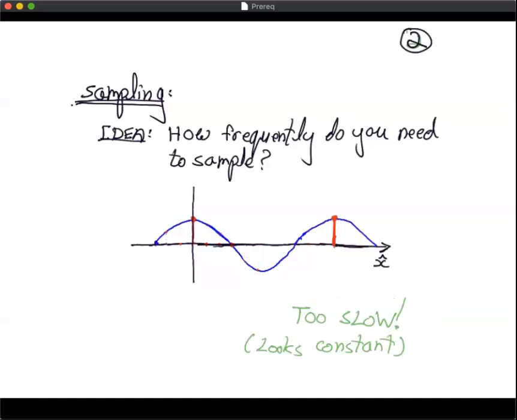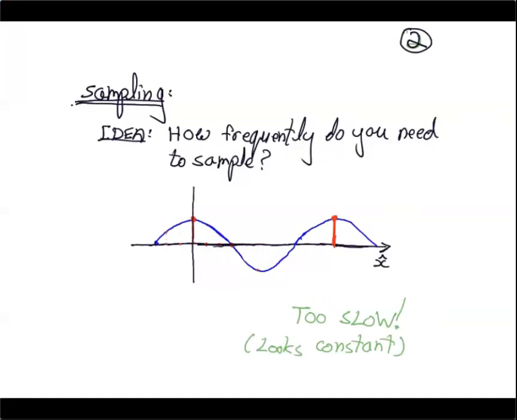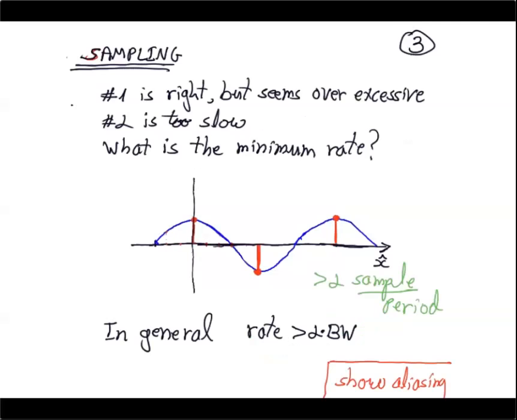Probably not, because if I actually sampled every space like this, I would just get a constant signal, right? It would not look like a sinusoid, so that's too slow. So one is fast and probably fast enough. The other one is too slow. So there's probably some optimal, or at least minimum, sampling rate that I need.